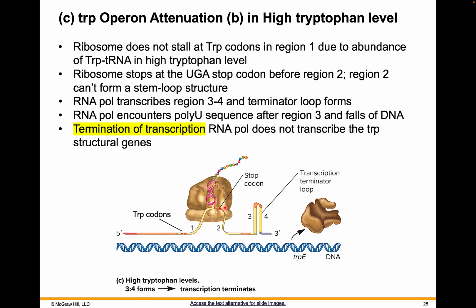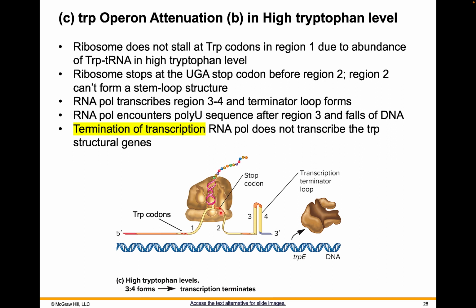Where it stops is when it gets to the stop codon of the leader peptide. So this is the leader peptide, and this is a stop codon of the leader peptide. The ribosome actually pauses in here, and the leader peptide stop codon is in region 2. As region 2 is occupied by the ribosome, region 2 cannot make a stem loop structure with region 3.